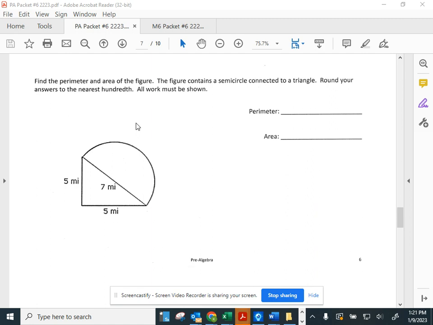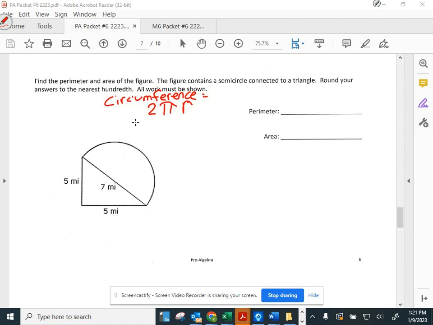We've been working with circumference and area of circles. The last like 2 math packets have had this. So remember, for the circumference, that's the perimeter of the circle. The circumference is 2 times pi times r. It's a semicircle. So do we need to multiply it by 2? No, because we want half of the circle.